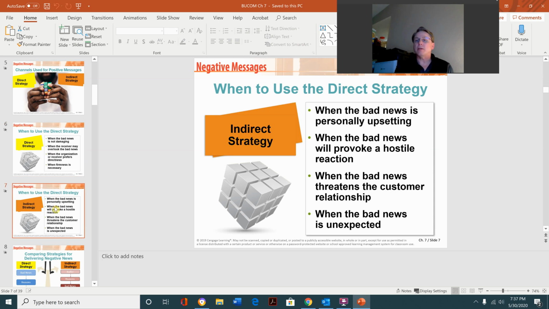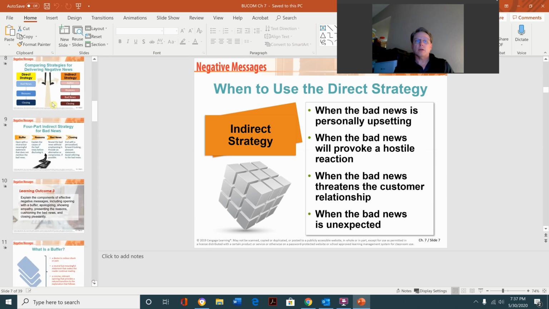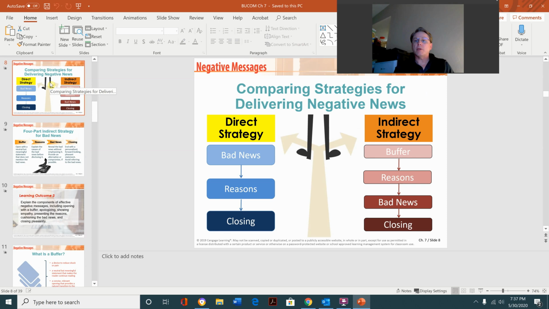The indirect strategy is used when the bad news is personally upsetting, when the bad news will provoke a hostile reaction, when the bad news threatens the customer relationship, and when the bad news is unexpected. Okay. So, comparing strategies for delivering negative news, direct and indirect. The direct is bad news, reasons, closing. Indirect is buffer, reasons, bad news, closing.